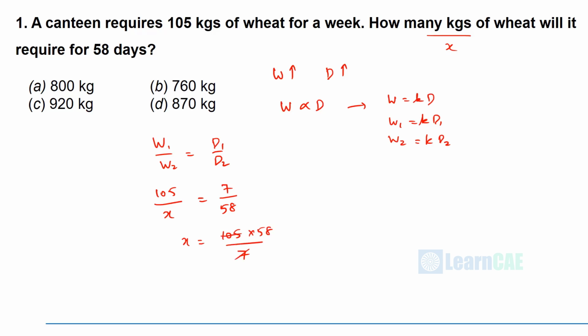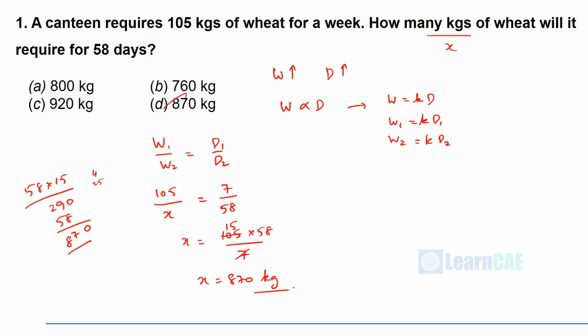So this can be divided as 105 by 7 is 15. So X will be equal to 58 into 15. 5 8s are 40, 4, 5 5s are 25, 29. This one is 58. So 0, 7, 1, this is 8. So the answer is 870 kg.